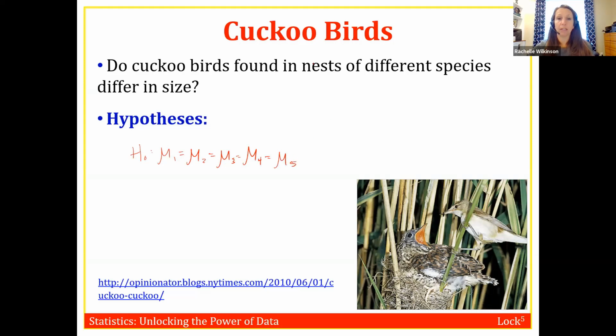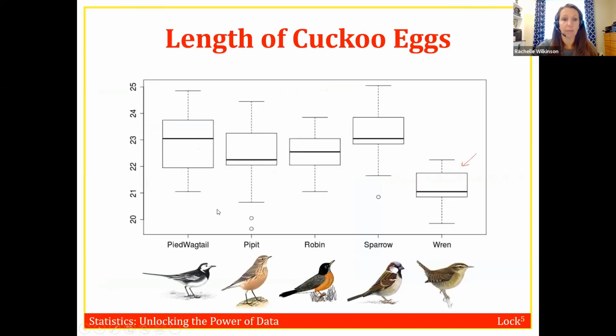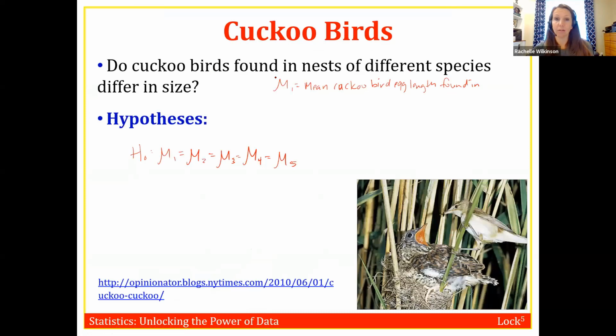mu5. All right, and if I was defining all my parameters here, it's a lot of parameters to define. Mu1 would be the mean cuckoo bird egg length found in, and let's see, what was my first group here? In a pied wagtail nest. Okay, so mu1, mean cuckoo bird length found in pied wagtail.